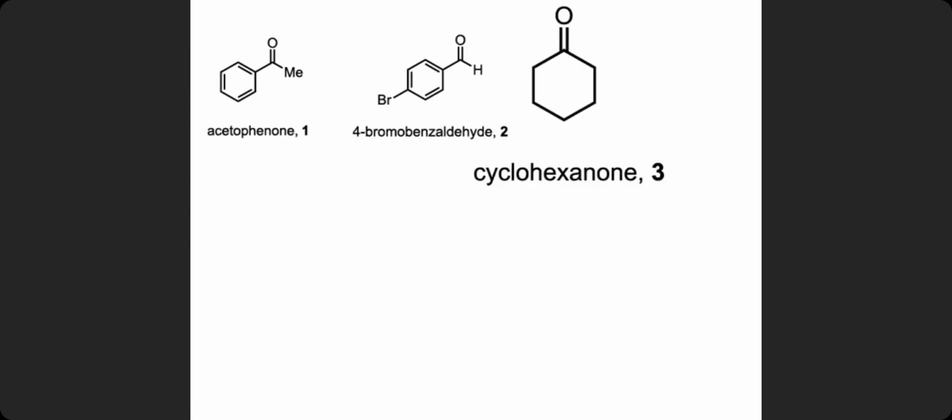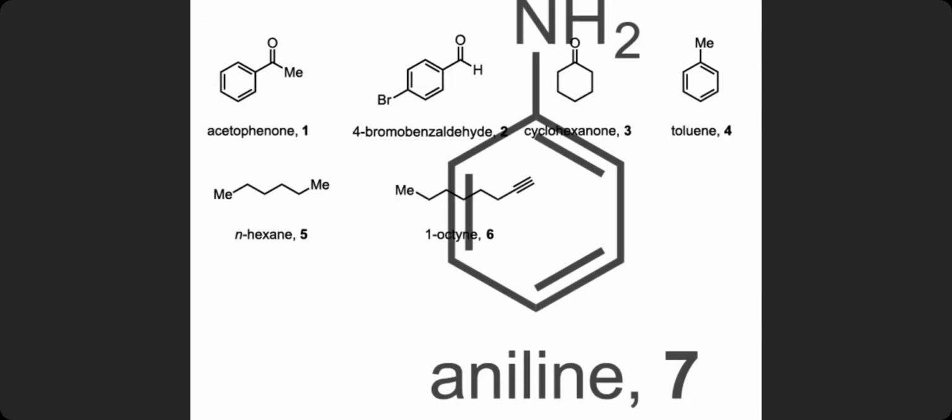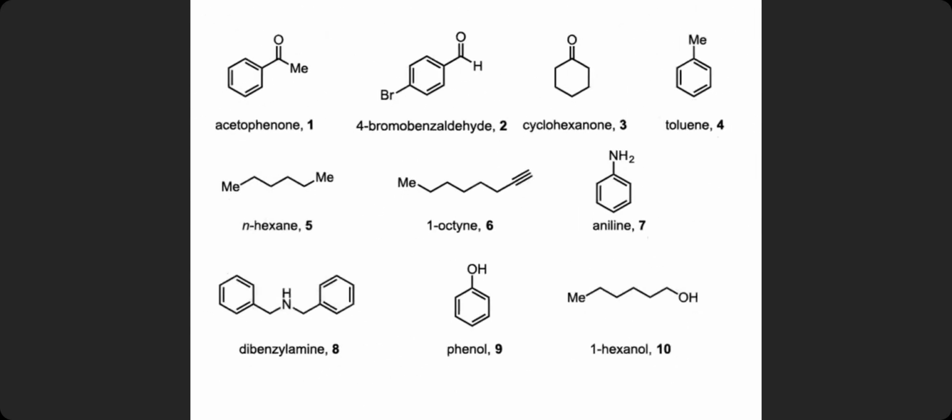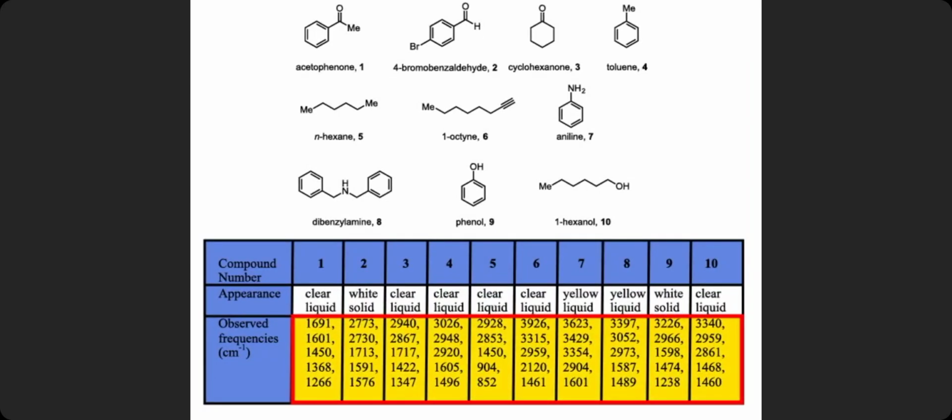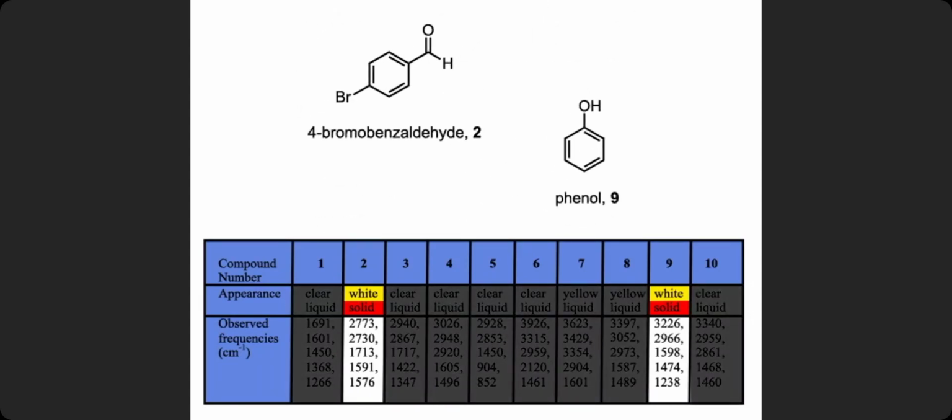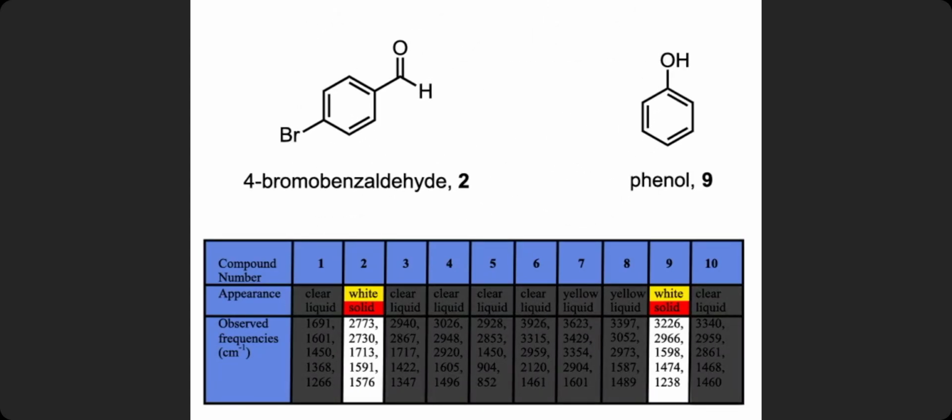In this experiment, the unknown sample may be one of 10 organic compounds, each with 5 characteristic IR peaks. Based on the phase and visual appearance of the unknown, 8 of the possibilities may be eliminated.